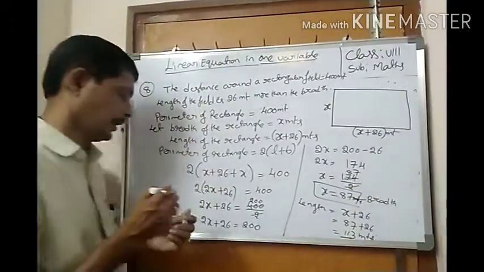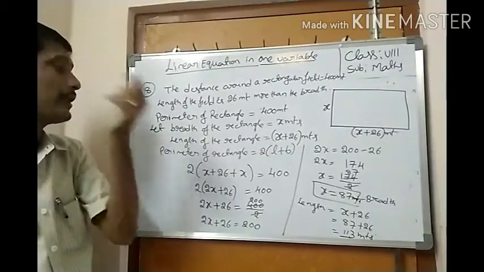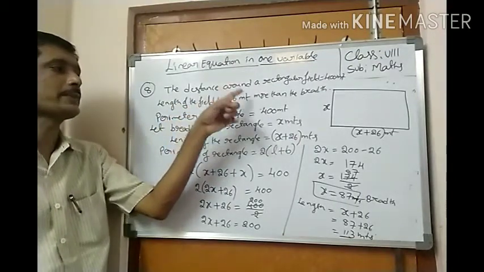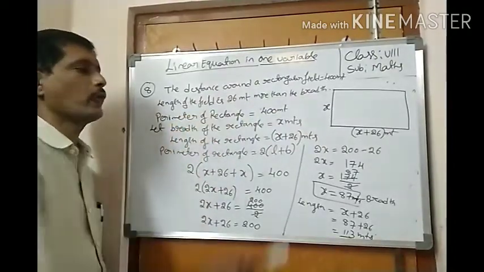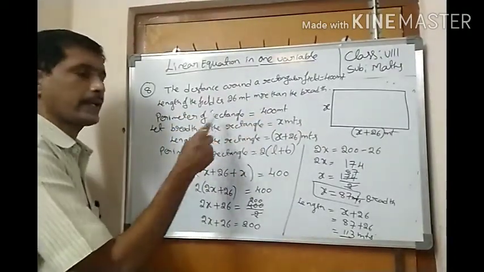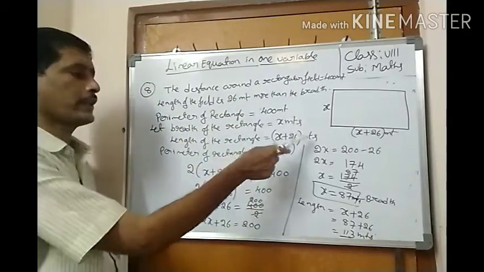One more time, see. The distance around a rectangular field is 400 meters, as given. The length of the field is 26 meters more than the breadth. Here the perimeter of the rectangle is 400 meters. The breadth of the rectangle is x meters. The length of the rectangle is x plus 26 meters.